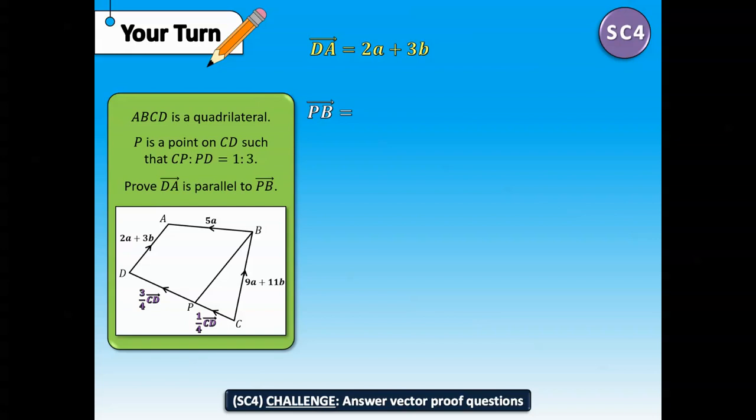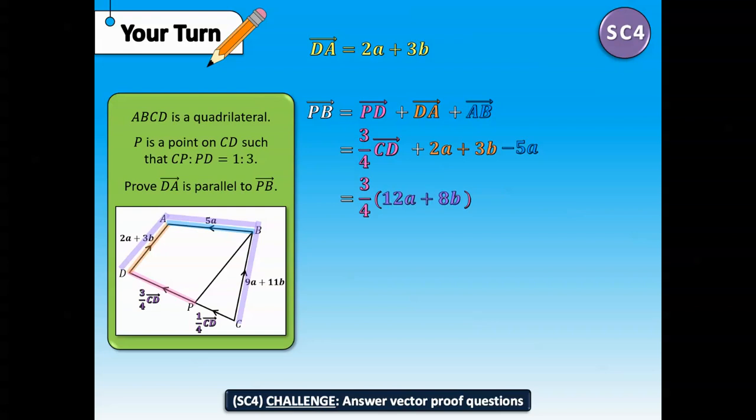So PB is PD plus DA plus AB. PD is 3/4 of CD. DA is 2a plus 3b. And AB is minus 5a. CD is CB plus BA plus AD, which is 12a plus 8b.